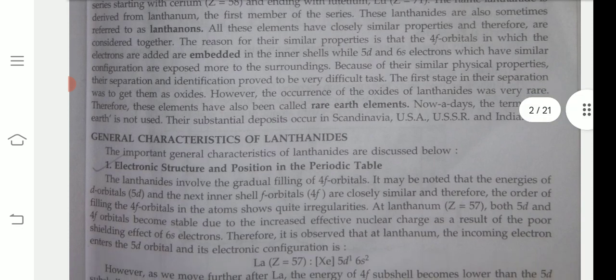The reason for their similar properties is that the 4f orbitals in which the electrons are filled are embedded in the inner shells, while 5d and 6s electrons, which have similar configuration, are exposed more to the surroundings. Because of their similar physical properties, their separation and identification proved to be very difficult task. The first stage of their separation was to get them as oxides.